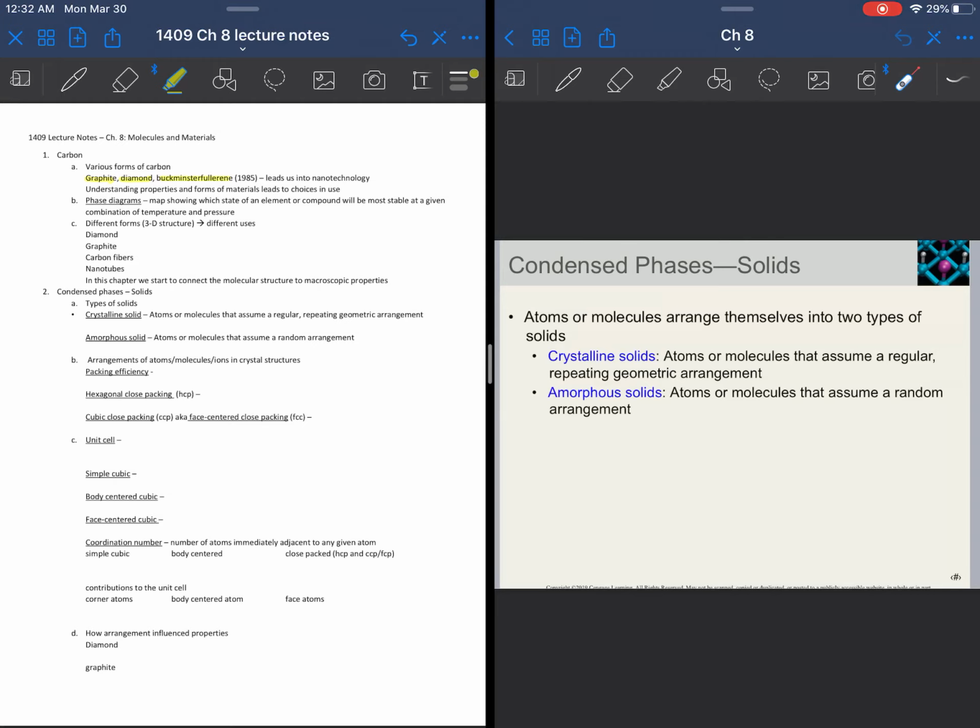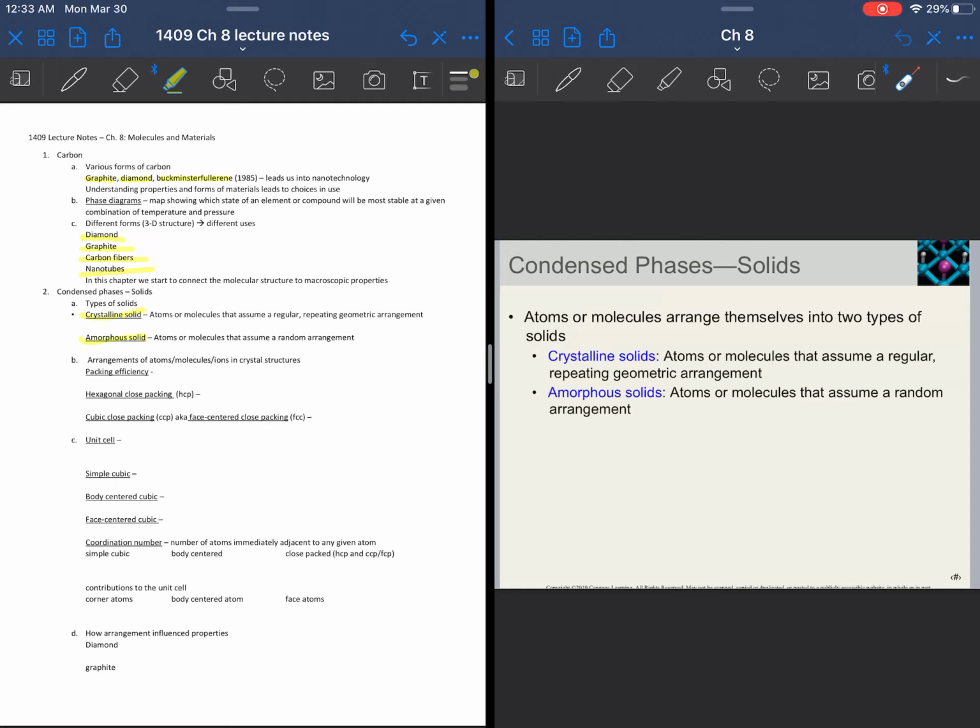Okay, as we take that into our mind, carbon can take these different forms. They're all solid, right? When you're thinking about diamond, graphite, carbon fibers, nanotubes. But it's just different arrangements of those atoms that lead to very different properties. So let's think about the different ways that solids can come together.